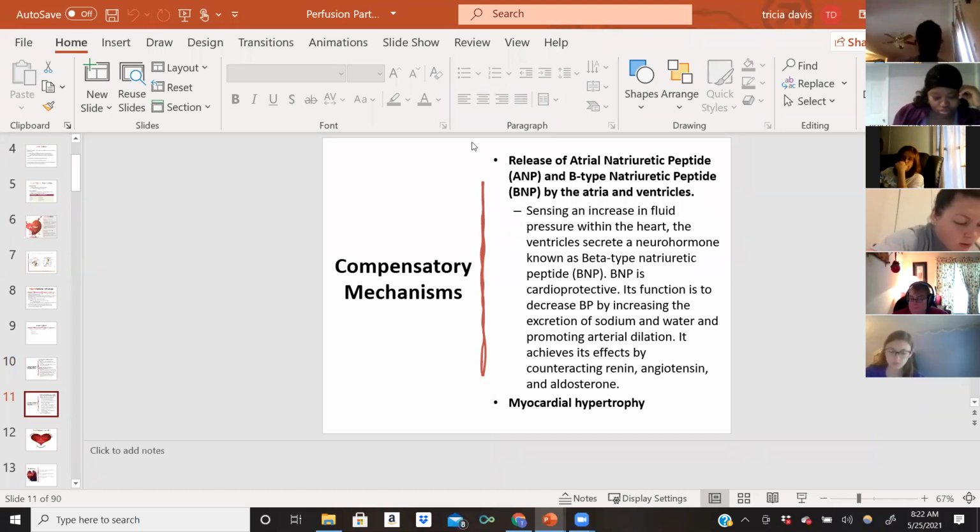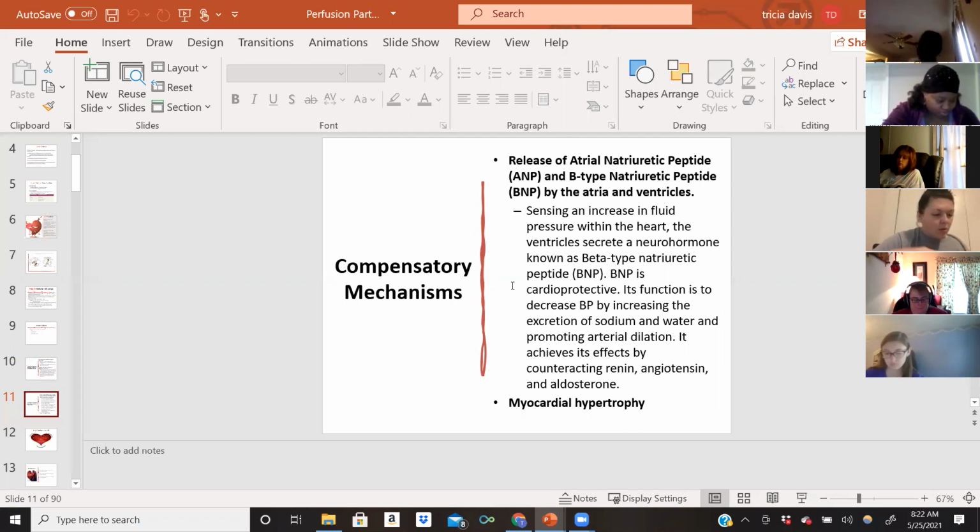Then we have the release of the atrial natriuretic peptide, the ANP, and the B-type natriuretic peptide, the BNP. That's going to happen by the atria and the ventricles. So they will sense an increase in fluid pressure within the heart. The ventricles will secrete that BNP. If you remember, BNP is cardioprotective, and its function is going to be to decrease the blood pressure by increasing that excretion of sodium and water and promote atrial dilation. It achieves its effects by counteracting that renin, angiotensin, and aldosterone system. So it does the complete opposite.